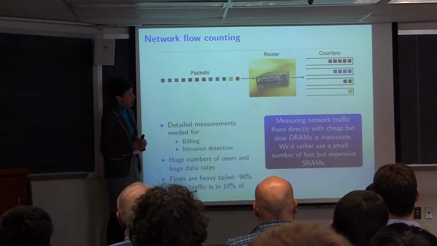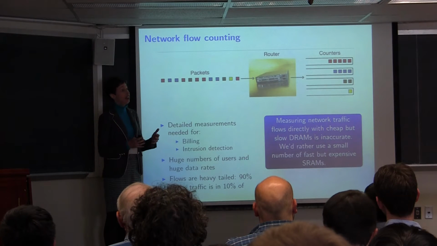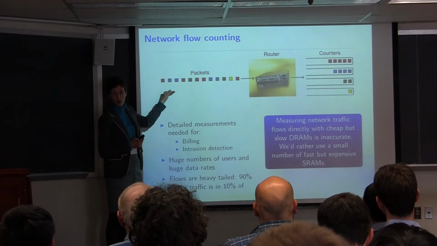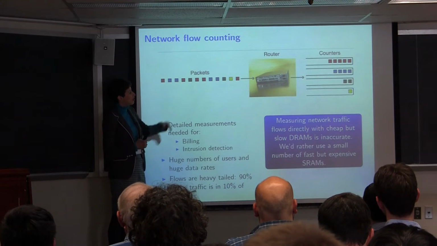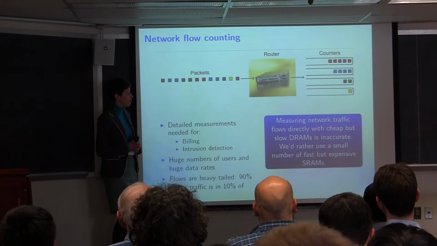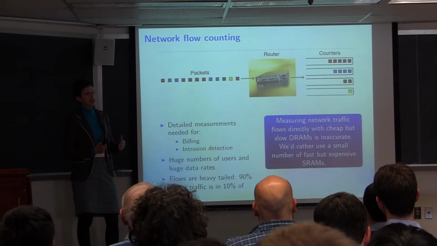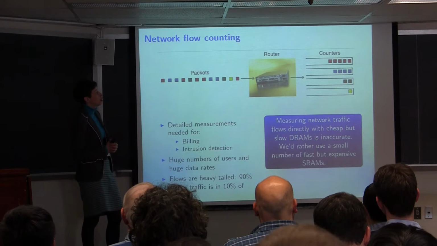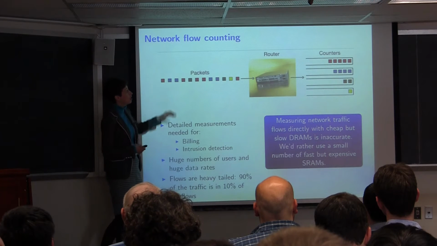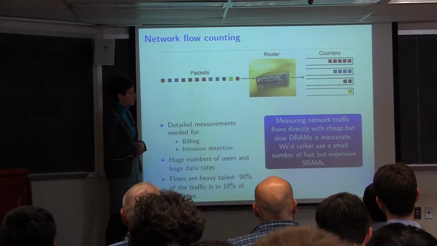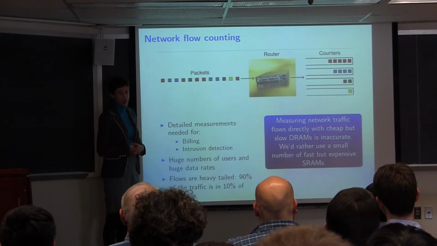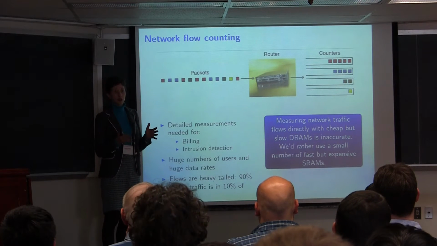Unfortunately, the standard kind of DRAM memory technology that they like to use is just too slow to keep up with modern data rates. And so routers are forced to use very fast but very expensive SRAM technology. And so again, we'd like to maybe consider building mechanisms for counting these packets coming from different sources that use this fast technology but only use a little bit of it.